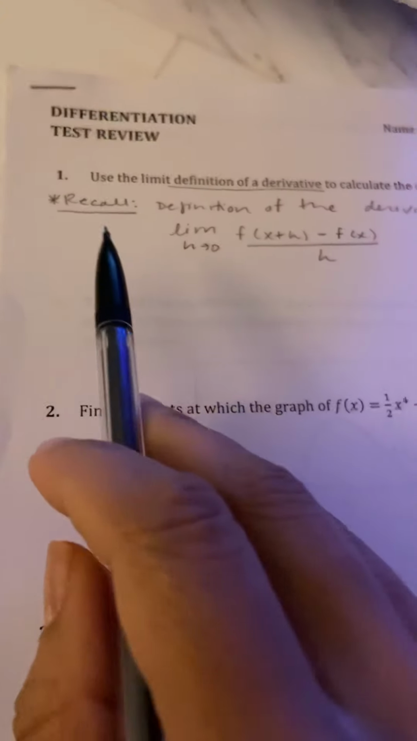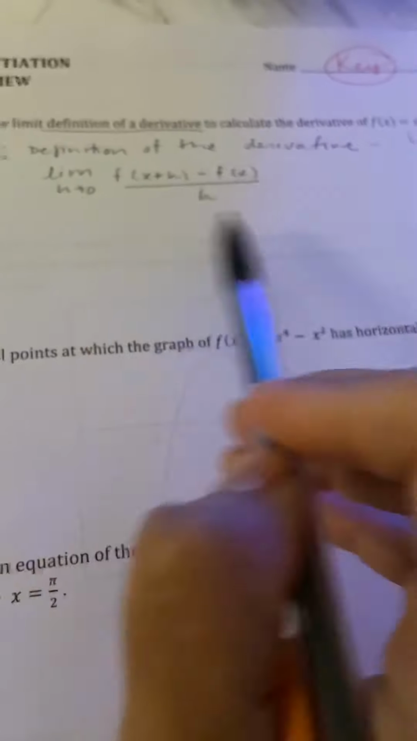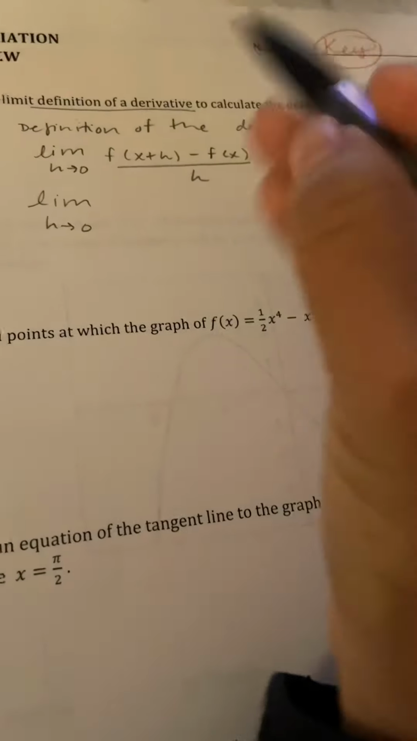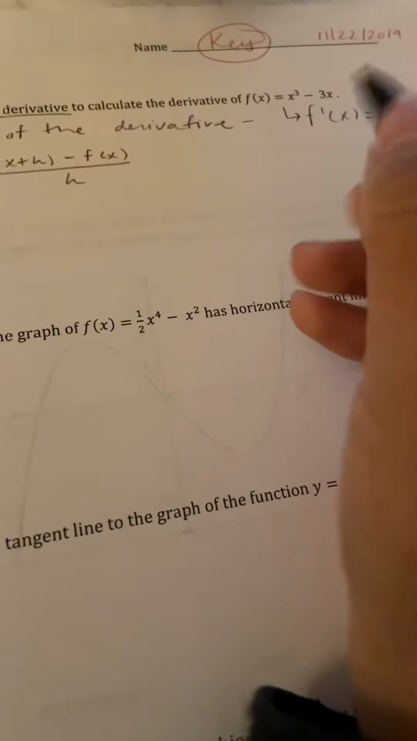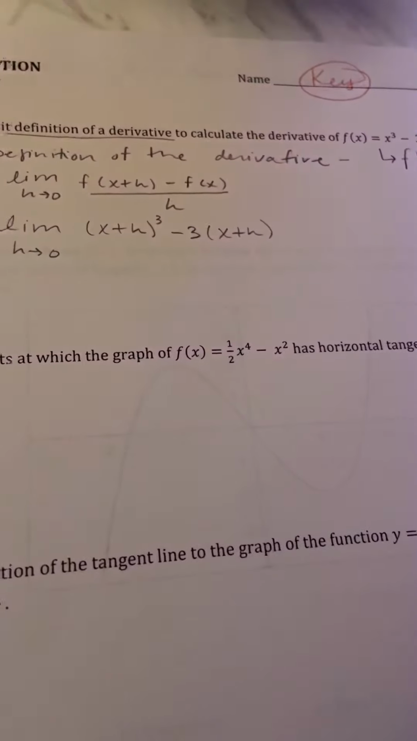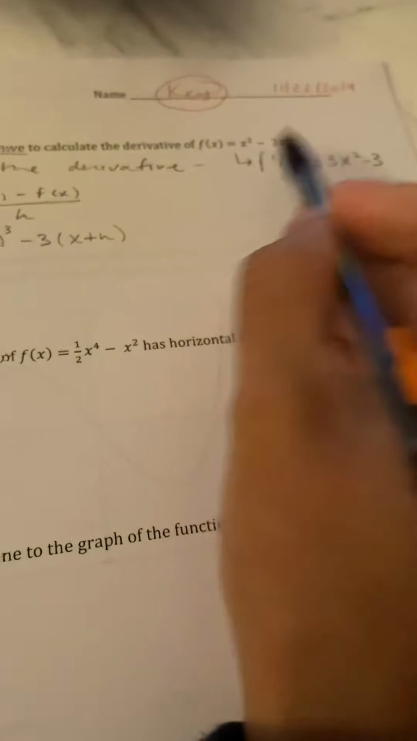And I already wrote this down here. Recall the definition of the derivative is this limit right here. So let's start. So we have the limit as h approaches 0. All right, so everywhere we see an x here, we're gonna plug in x plus h. So I have x right away, so let's plug in x plus h cubed minus 3 and x, so x plus h. So right there, I just plugged in x plus h everywhere I saw an x here in my original.